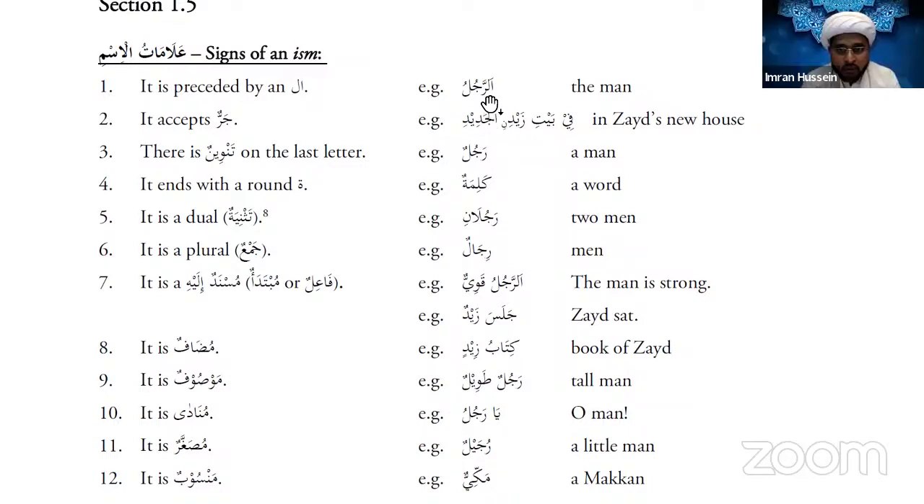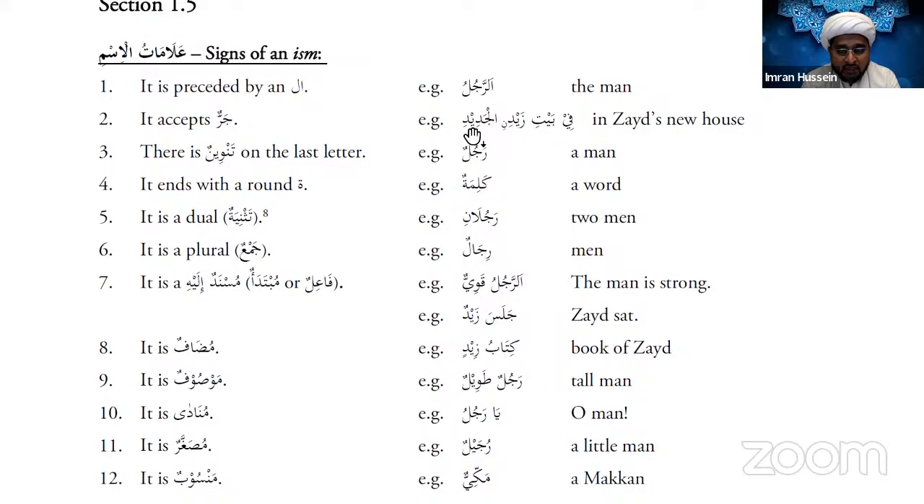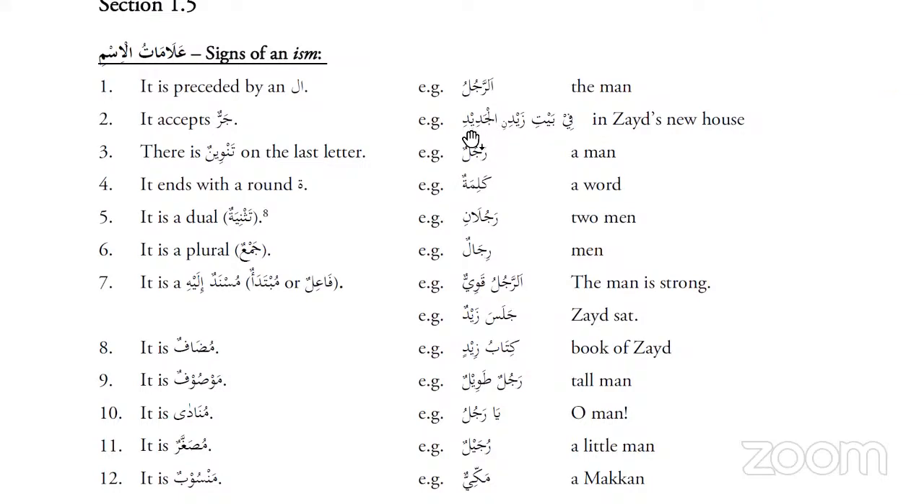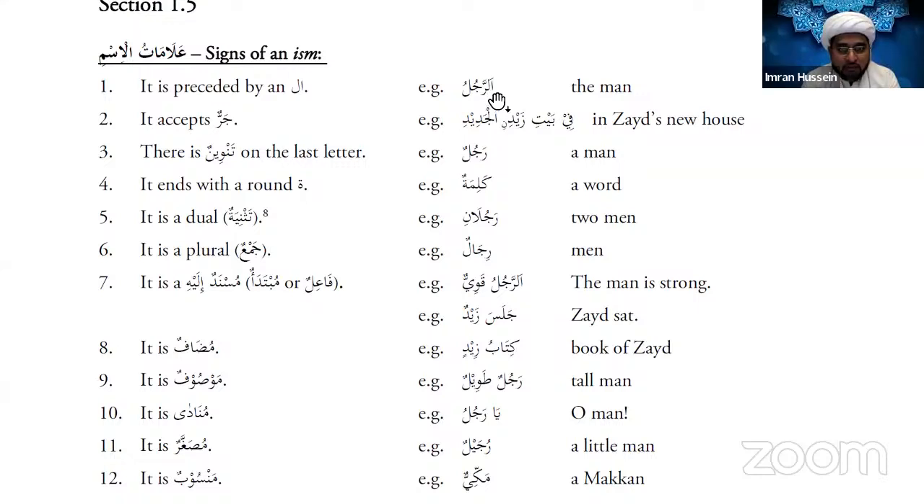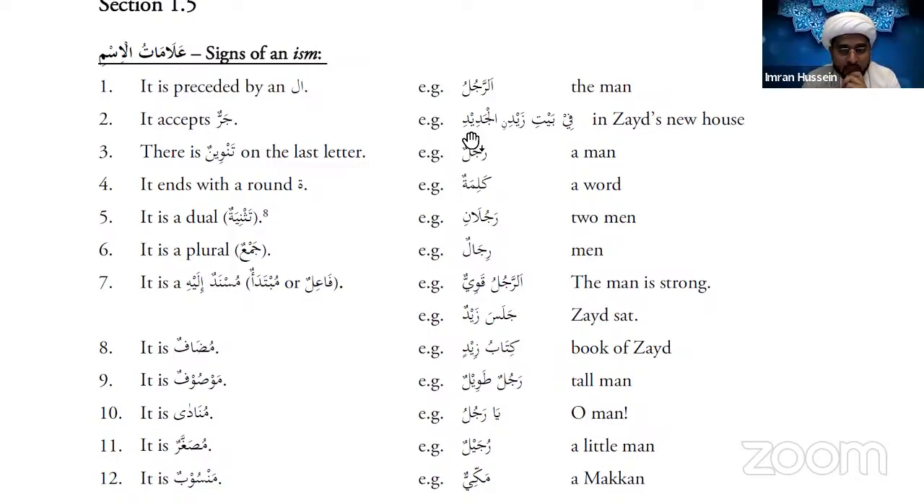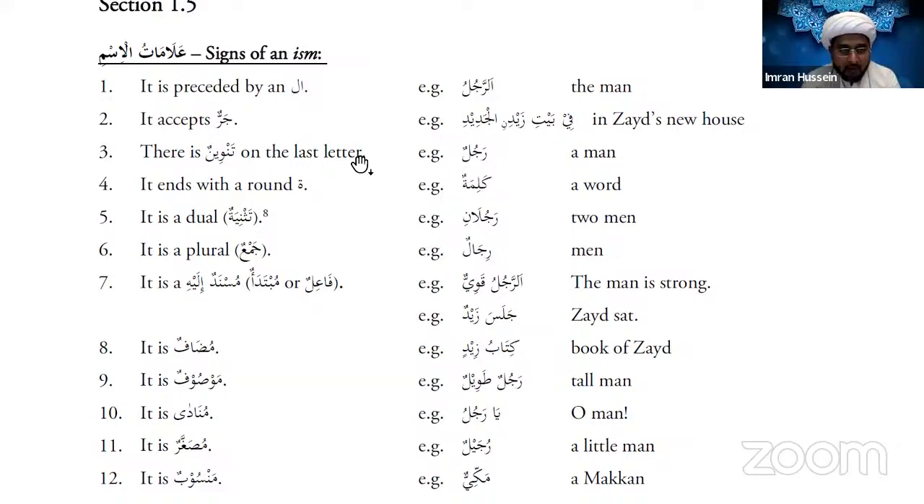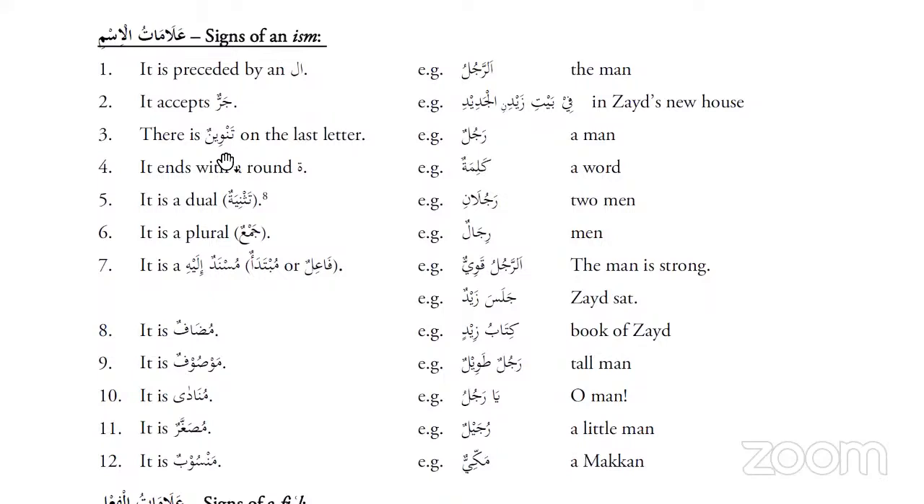Now see this word here, ar-rajulu, the man, has a dhamma at the end, and there is an alif lam. But the last letter of al-jadid takes a kasra. So you see that two alamatul ism are applicable: it has the alif lam, and the last letter has a kasra as well. Both are the alamat of ism. First two alamat. Number three.